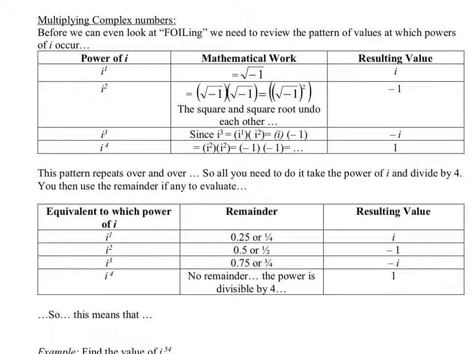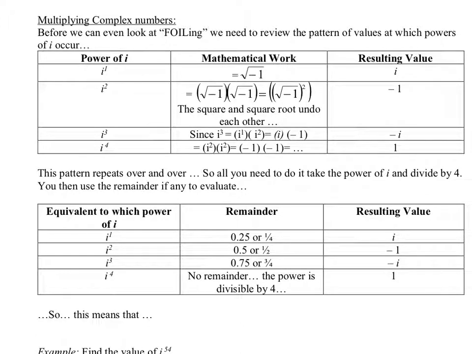All right, so on the next page, before we can even begin looking at foiling for multiplying complex numbers, we need to review the pattern of values at which powers of i occur. This is really important because if we have anything squared or to the third power or to the fourth power, the value for i changes. So let's take a look at this really quick. If I have i to the first power, that's just the same thing as the square root of -1, which we talked about just a minute ago. And the resulting value for that is the number i.